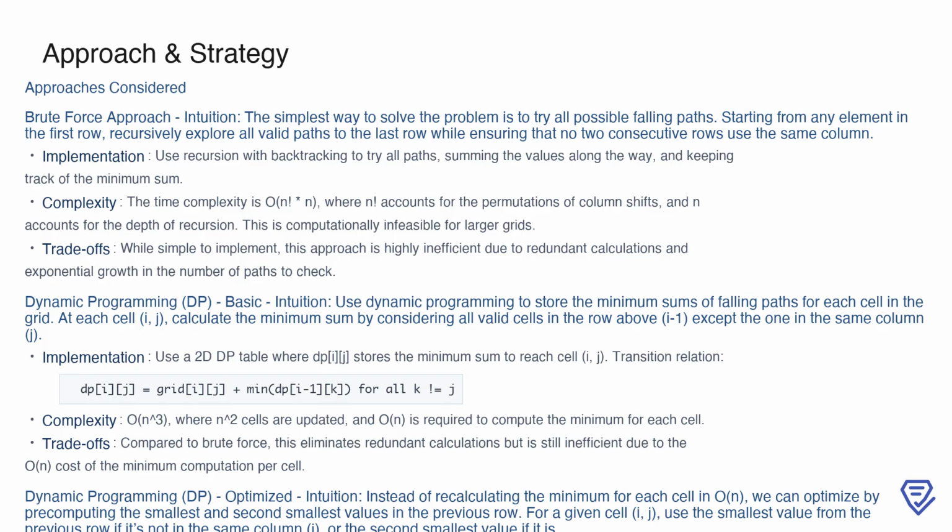Next, we move to a basic dynamic programming solution. Here, the intuition is to store the minimum sums of falling paths in a DP table. For each cell, you calculate the minimum sum to reach it by considering all valid cells in the row above except the one directly above it in the same column. The transition relation for this is simple: the current cell's value plus the minimum of all eligible cells in the previous row. The complexity here is O(n^3), where updating each cell involves an O(n) operation to find the minimum value.